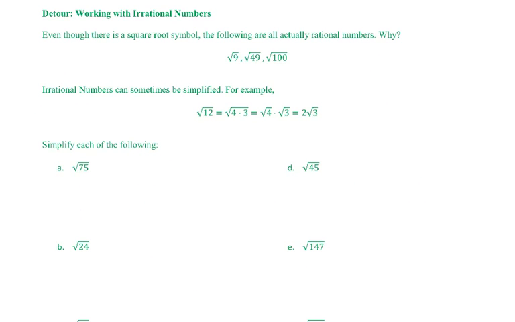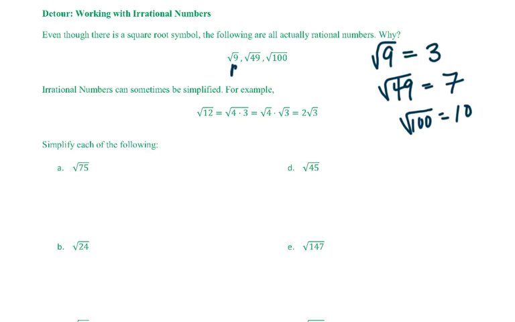Working with irrational numbers, sometimes when we have a square root symbol, they are actually rational numbers. We saw an example of this in Zeros of Polynomials Part 1 when we identified rational and irrational numbers. If the square root can be evaluated and you end up getting a rational or integer answer, then those are just rational numbers. Square root of 49 equals 7. The square root of 100 equals 10. Each of these are rational numbers.